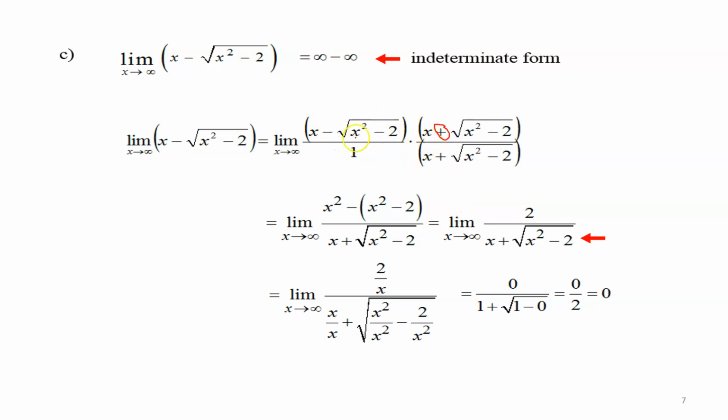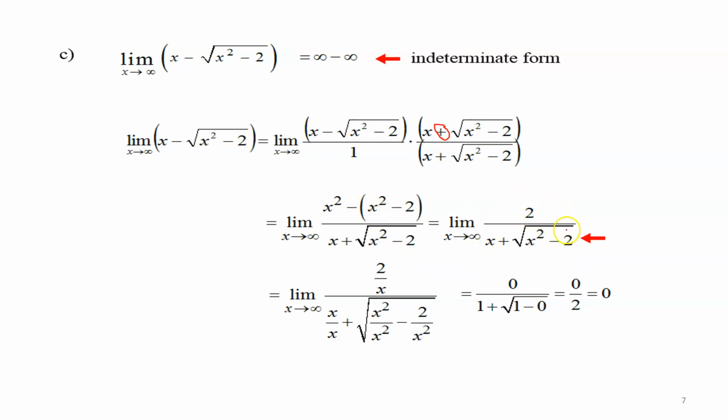You just multiply again, x times x, you get x squared, x times this one, and so on and so forth, you get this part. When you get this part, you're going to solve it. x squared minus x squared, just open the bracket and you get 2.